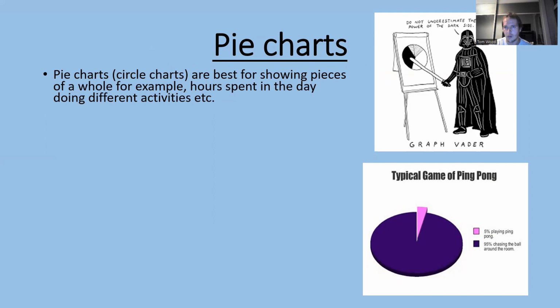As you can see from the little jokey one here, we've got the typical game of ping pong. You've got 95% of the time chasing the ball around the room, 5% of the time actually playing ping pong. What you might pick up on straight away is that it's using a percentage. Because this is a visual way of showing parts of a whole, we're immediately thinking decimals, fractions, percentages. So pie charts are a really nice and visual way of showing percentages and the links between things.